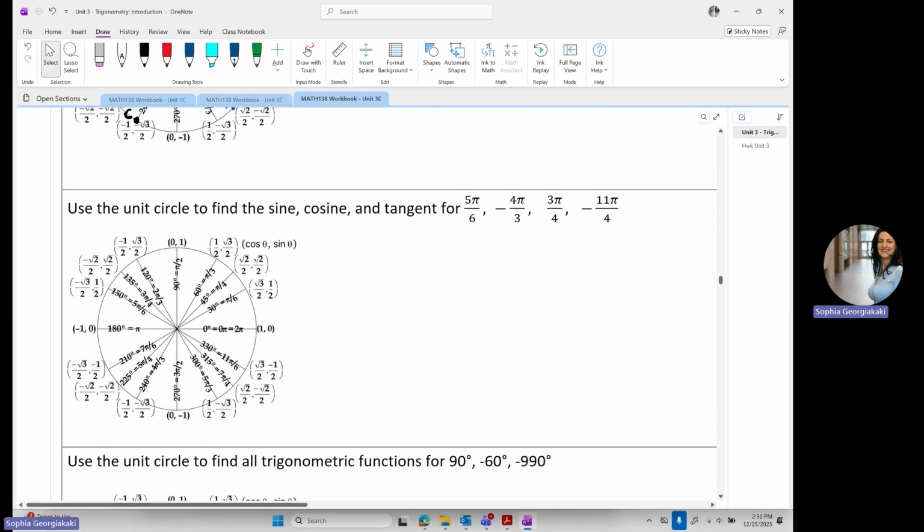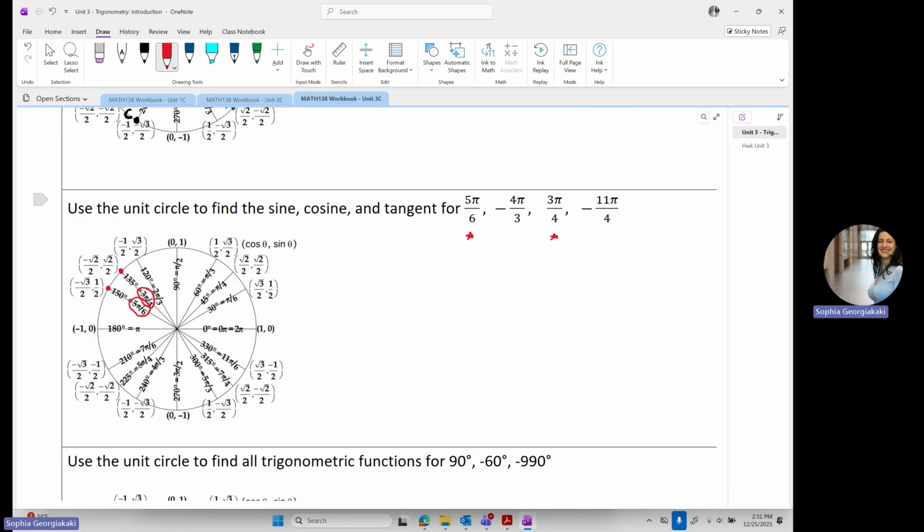Let's use the unit circle now to work with angles in radians. And again, I'm not going to do the 5 pi over 6 and the 3 pi over 4, and that is because these are actually shown on the circle here. 5 pi over 6 is at 150 degrees, so right there. I will let you work on that. And 3 pi over 4 is at 135 degrees right there, and I will let you work on that.